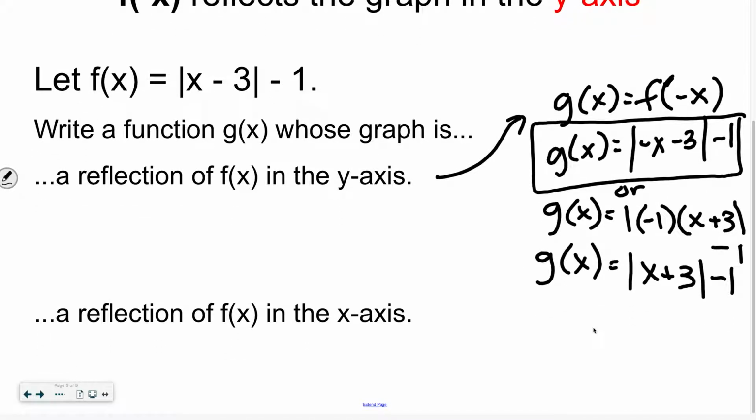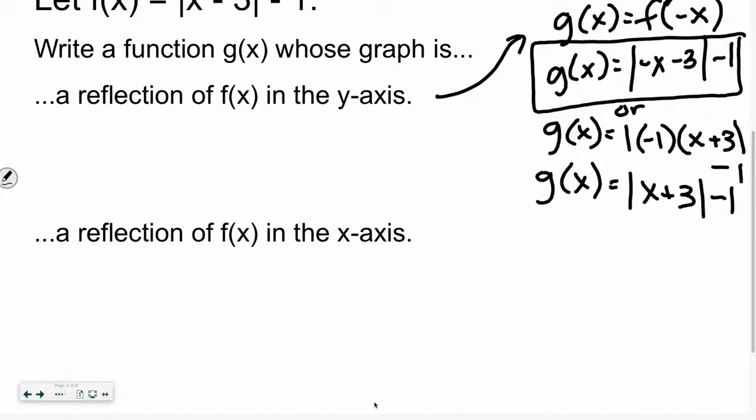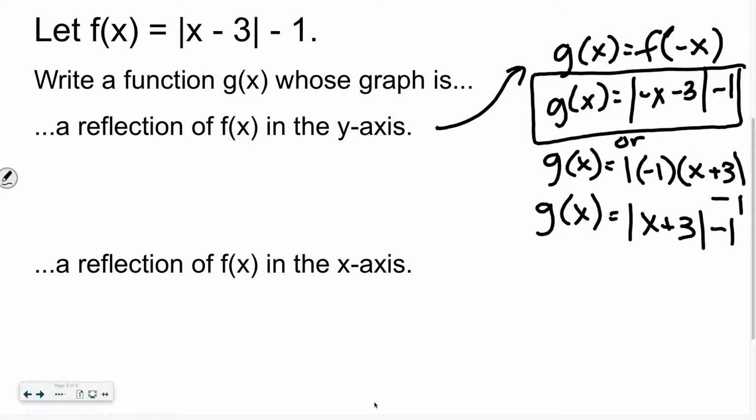Okay. Let's do the same function, but let's reflect it in the x-axis. So f of x is still absolute value x minus 3 minus 1. Are you changing the x or the y value when you reflect in the x-axis? You're changing y. So g of x in function notation is equal to negative f of x. And we want to do negative y, all of it.